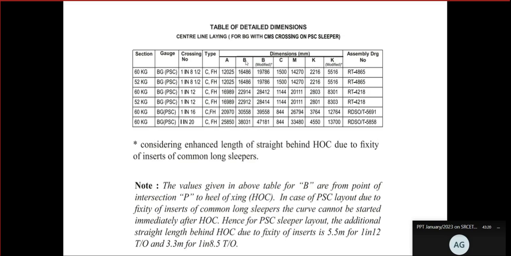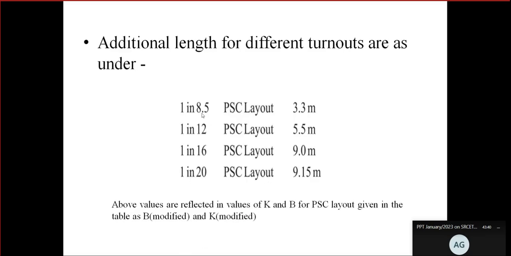Previously it was only the B value. Now we want to have common sleepers extra beyond the heel of crossing for some distance. That track should be straight for some distance, so that is why the extra length is added now. Here you see for 1 unit of PSC layout, 3.3 meter is added further, straight beyond the heel of crossing. There we will have the common sleepers.